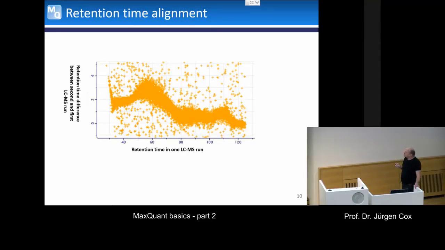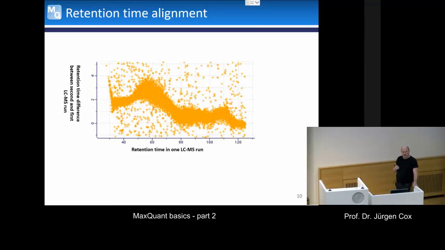And then you get a point cloud like this. And the alignment algorithm does nothing else but fitting a backbone curve to this data here. And so this is how it's done for 2 samples. Then if you have many samples, there are 2 things to consider.